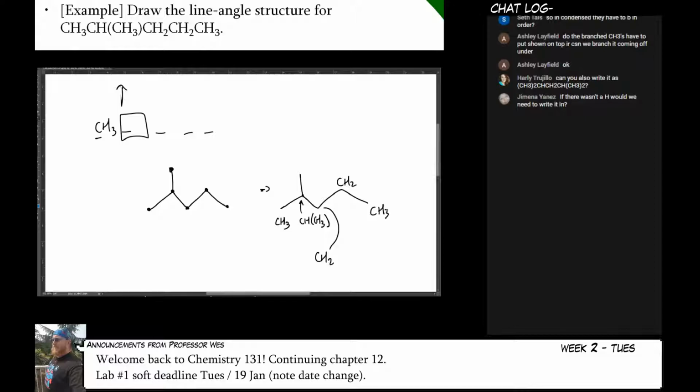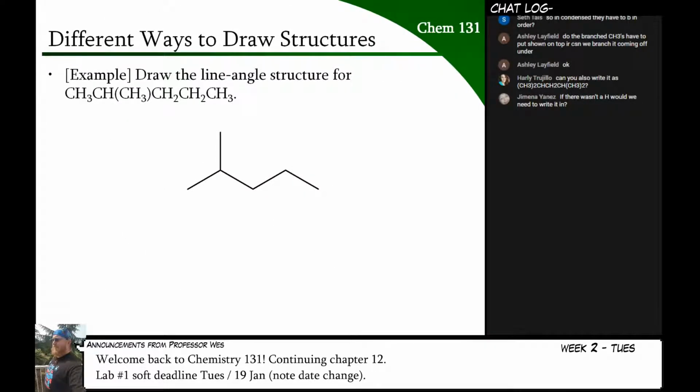Now, it takes practice to get used to this, but as you do this, you will start to understand what things represent in this notation. For example, endpoints like this are always CH3, and corners are always CH2. I'm not going to expect you to memorize that. That's something you're going to pick up as you go, okay? All right. Look, there's our answer.